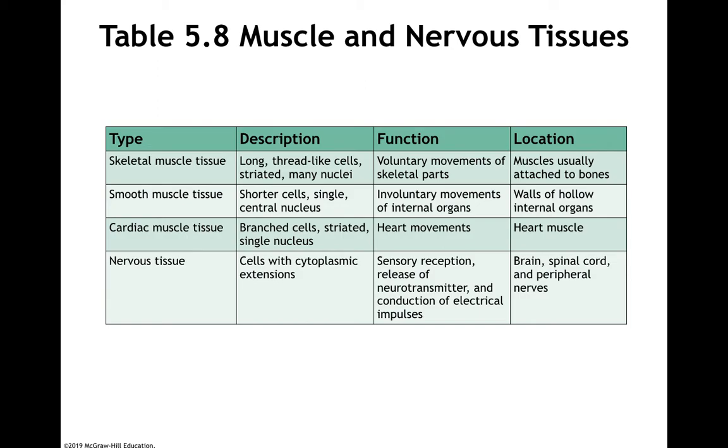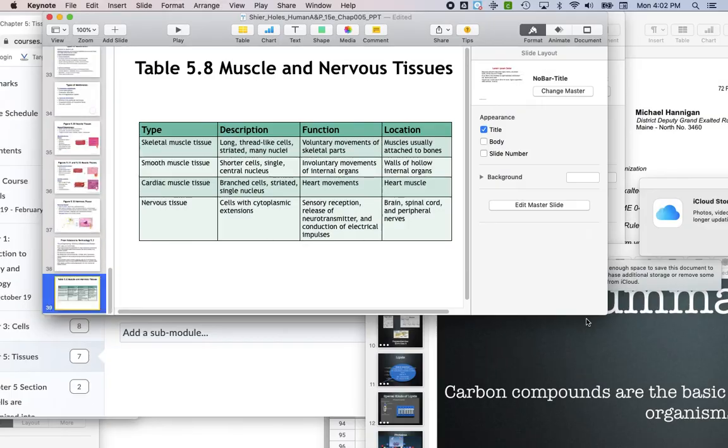Cardiac muscle tissue is branched cells that are striated with a single nucleus. They're involved in the movement of the heart, and they are located only in the heart. Nervous tissue, we have cells with long cytoplasmic extensions, called dendrites and axons for the neurons, and the other cells, the glia cells, often have similar structures. They're involved in sensory reception, the release of neurotransmitters, and the conduction of electrical impulses. They're found in the brain and the spinal cord for the central nervous system, and in the periphery they are called nerves. All right, that will do it for Chapter 5.